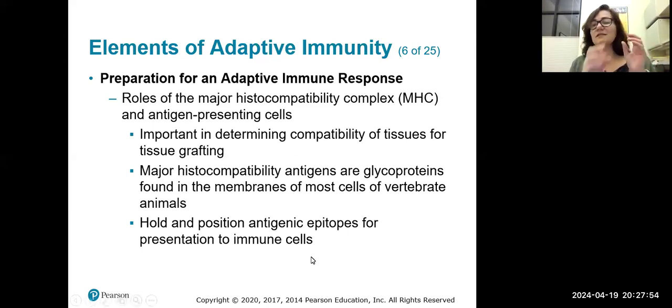So again, think driver's license and registration. I'm going to present it like this, because the cop that's coming to see won't be able to see the driver's license and registration if it's just put out willy-nilly. It has to be presented in a certain way, and the certain way is on these major histocompatibility proteins.